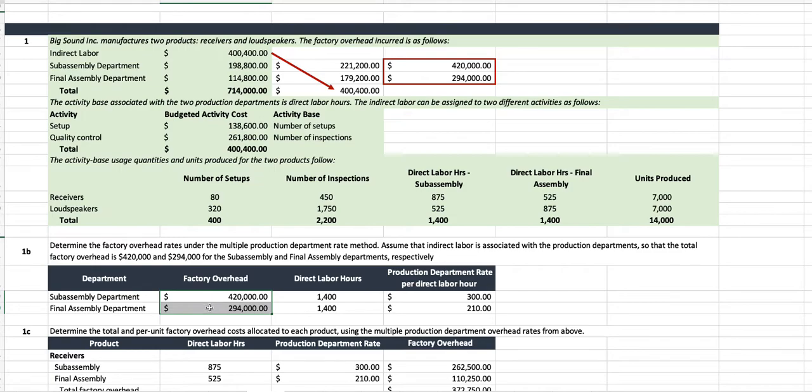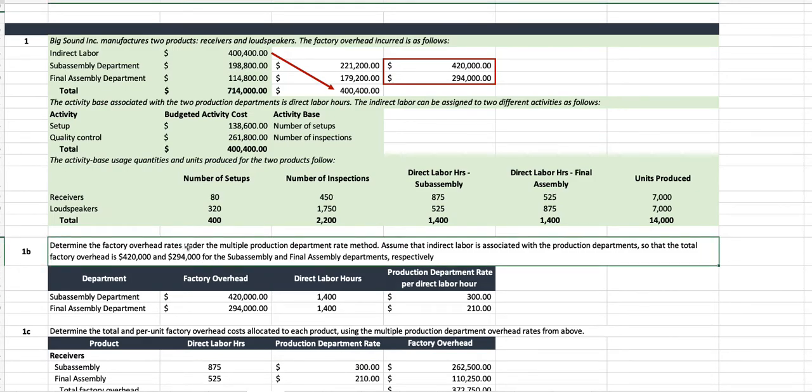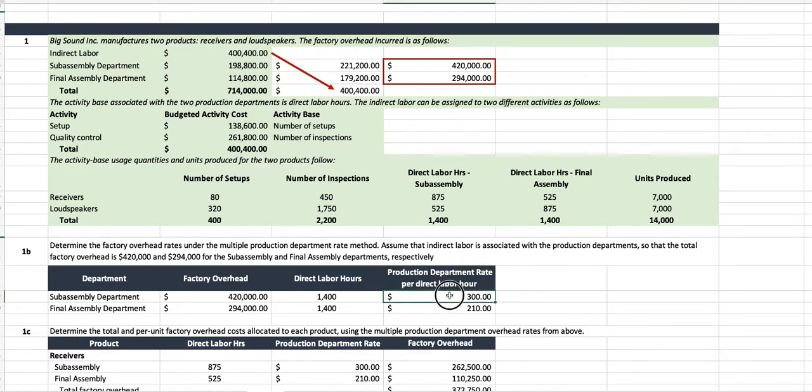So here's my departments, my factory overhead. We've talked about where those numbers came from. And then we want to capture our direct labor hours. In this problem set right here, the only thing they're asking is for these numbers. But in order to get here, it's easiest if we lay it out so that we can see what our overhead is and we can capture what our direct labor hours are. Because in this one, that's how your overhead is allocated, is based on direct labor hours.